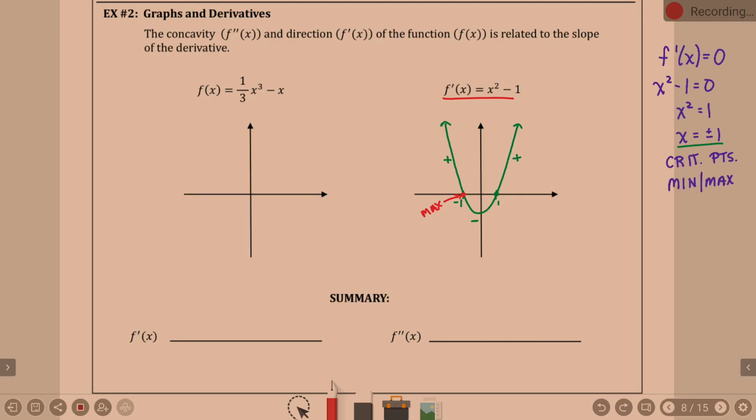Whereas over here, at +1, my first derivative goes from negative to positive, so my graph goes from decreasing to increasing. What's that mean it's going to be at 1? That's going to be a minimum. These are the types of things that my graph can tell me.